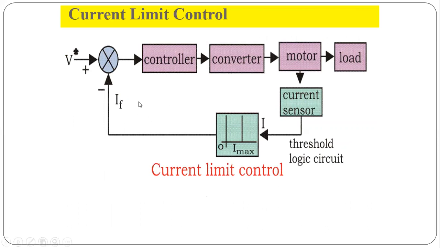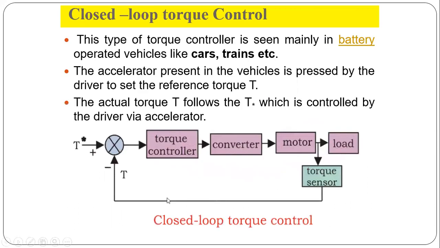In this block diagram, you can see the current limit control and how to install the controller. Here you can see the reference signal, controller, converter, motor, load, and current sensor. We can control the current within the safe limit, and this is a threshold logic circuit. So these are the specifications of current limit control.